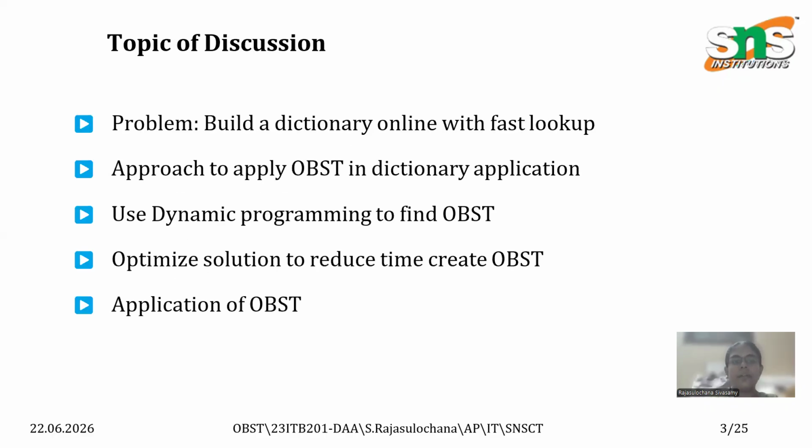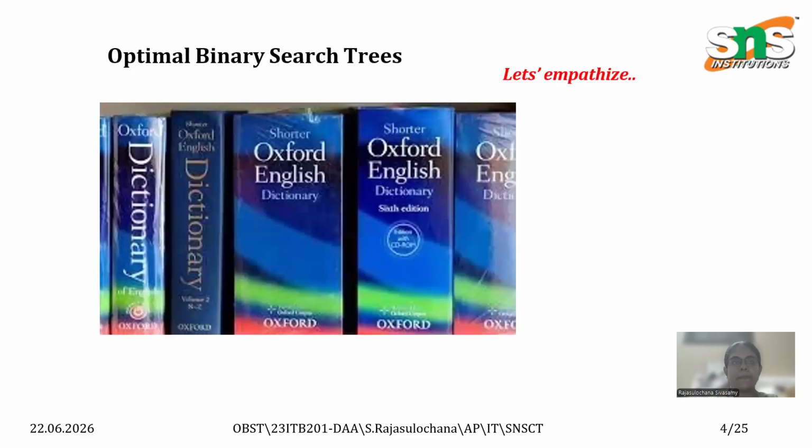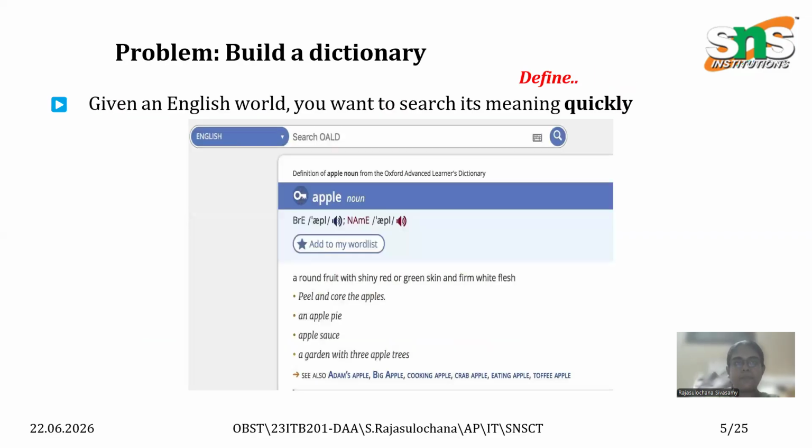Today we are going to discuss how to build a dictionary online with fast lookup, and we will also see the OBST approach, which is used for dictionary applications, and how OBST can be constructed using the dynamic programming approach and its application. Now this is how a dictionary will look, right? If you want to search for a word in this dictionary, do you think it is an easier process if the words are randomly located? The answer is absolutely no, right?